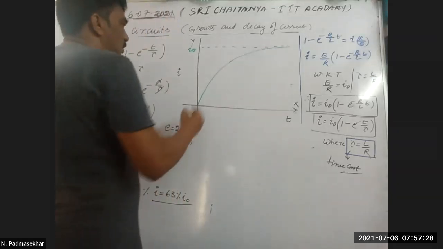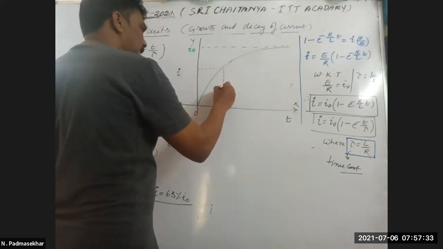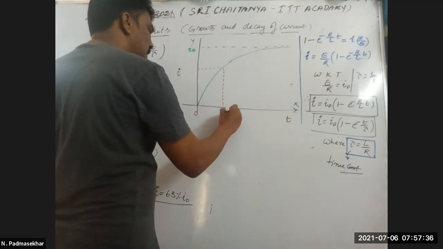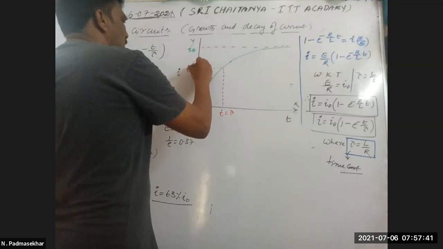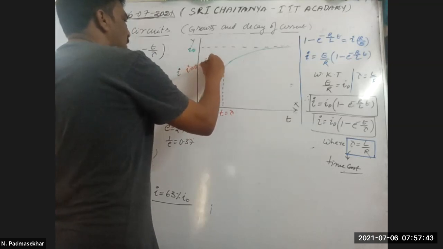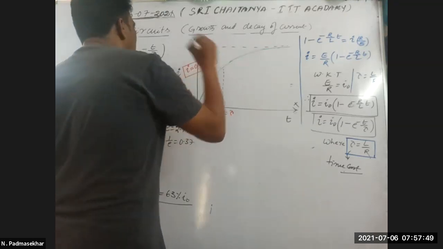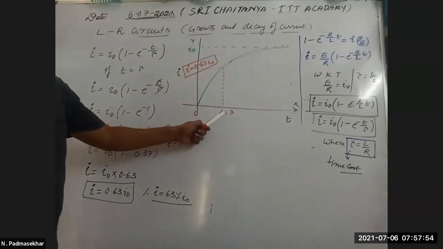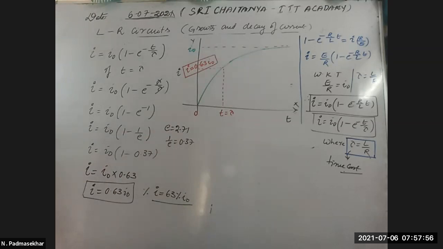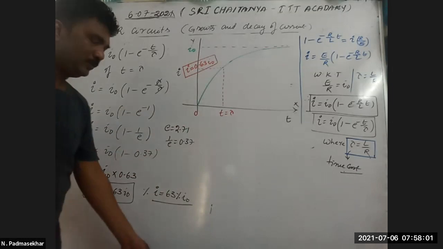And see the time at which t is equal to tau. At this time the current is equal to 0.63 I naught. So that time is called what? Time constant. So this is the plot.